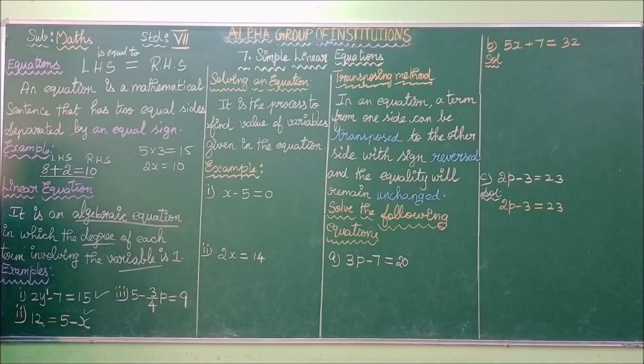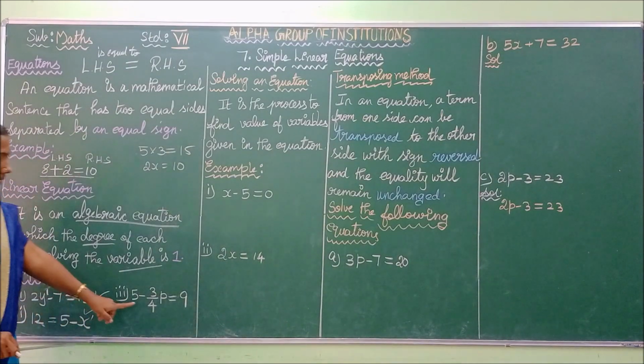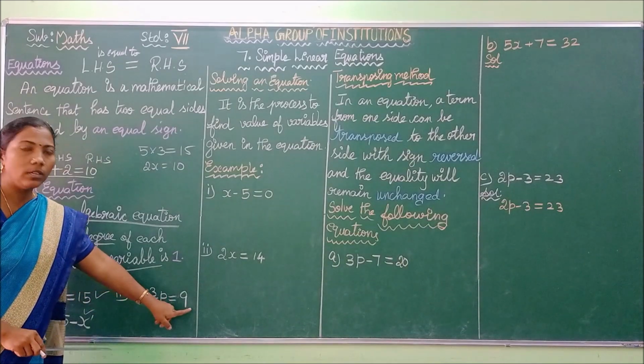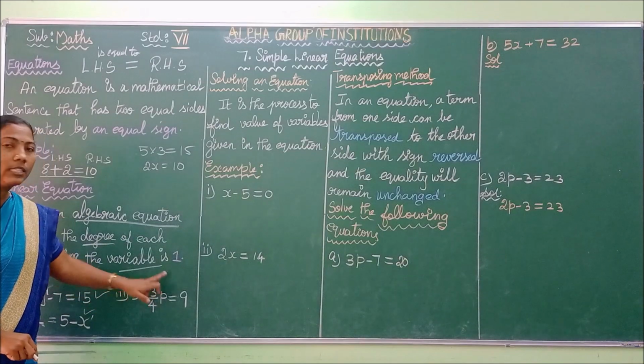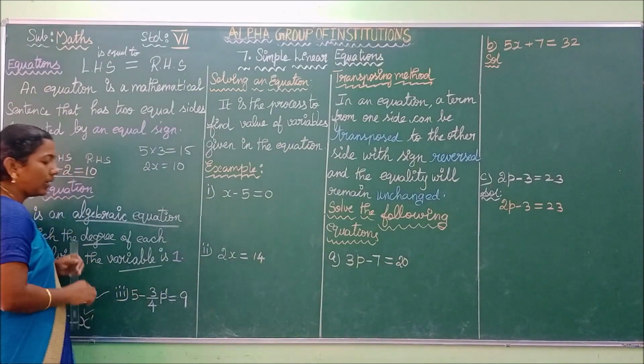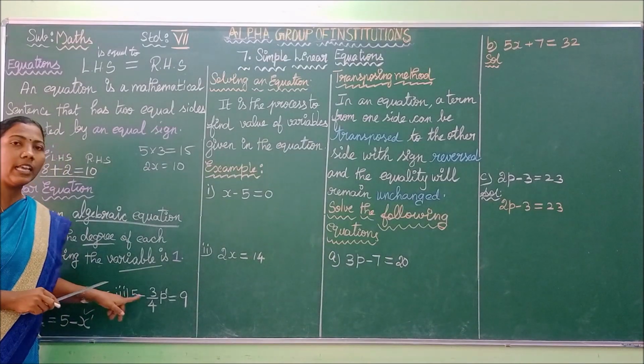X is the variable. What is the power of x? 1. So we can call this equation a linear equation. See the third example: 5 minus 3 by 4, 3 equal to 9. Among this, which is the variable? p. What is the power of p? 1. So we can call it a linear equation.